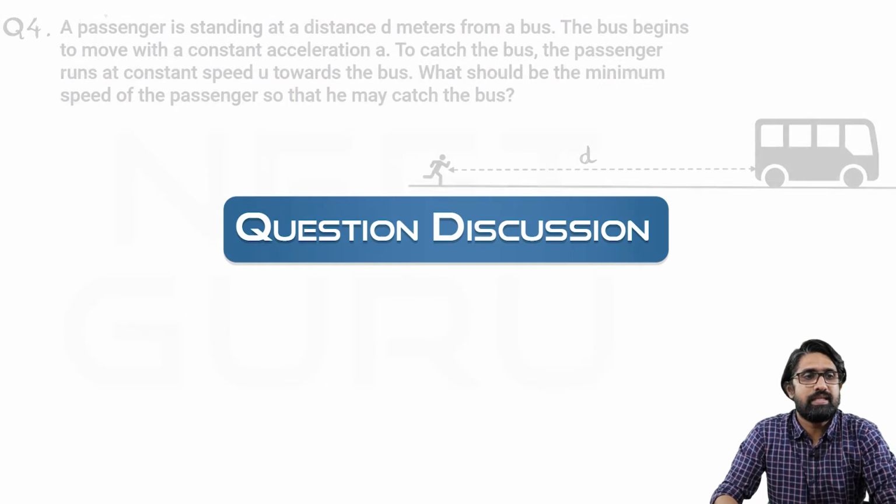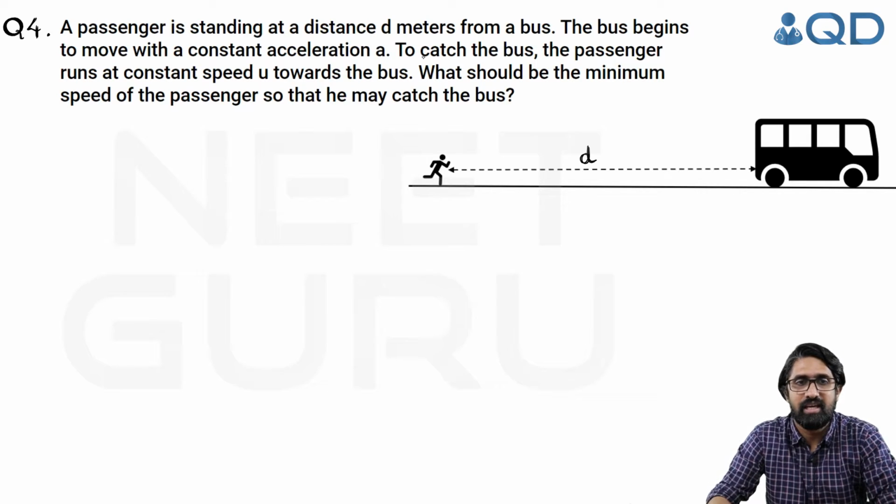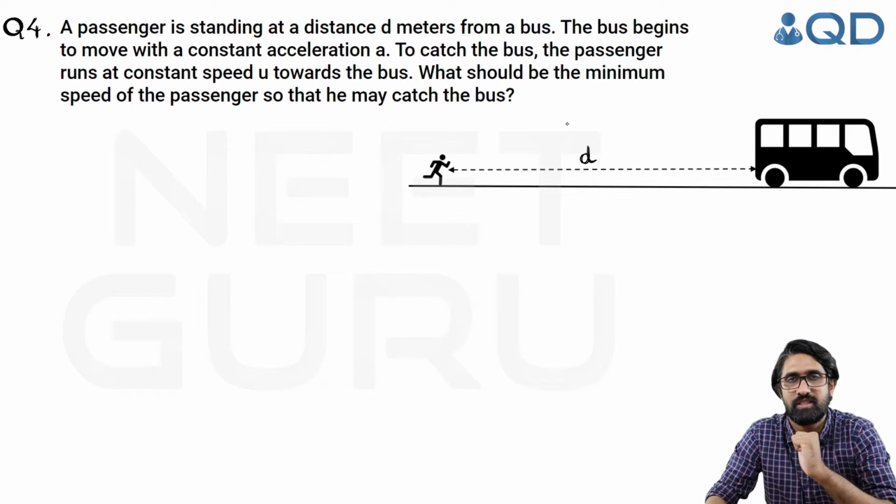The fourth question says, a passenger is standing at a distance d meters from a bus. The bus begins to move with a constant acceleration a. To catch the bus, the passenger runs at constant speed u towards the bus. What should be the minimum speed of the passenger so that he may catch the bus?